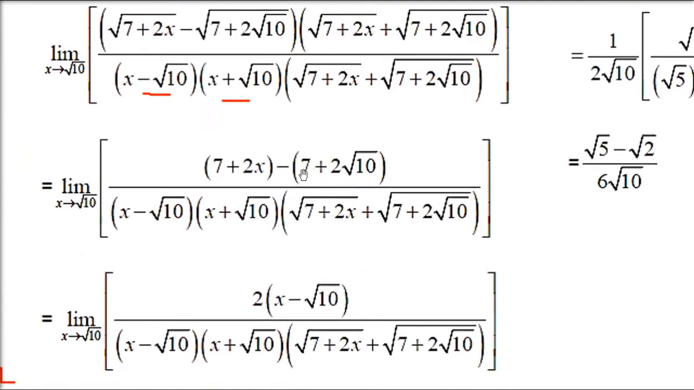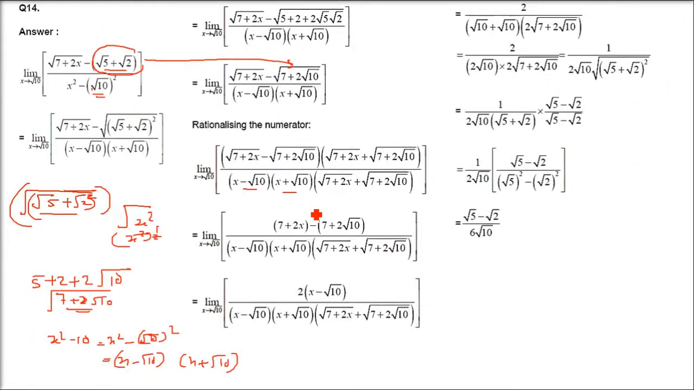So in the numerator you get 7 plus 2x minus 7 plus 2 under root 10. After applying a squared minus b squared, so 7 plus 2x plus 2x minus 7 minus 2 under root 10. 7 gets cancelled, you get 2x minus 2 under root 10. So now I am taking 2 outside. When we take 2 outside, what do we get? x minus under root 10. But in the denominator, you already have x minus under root 10. Okay, this gets cancelled, x minus under root 10.